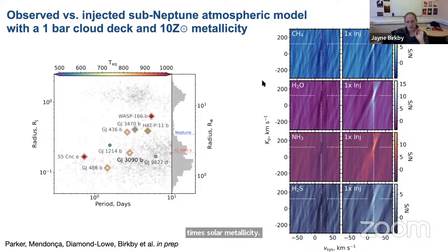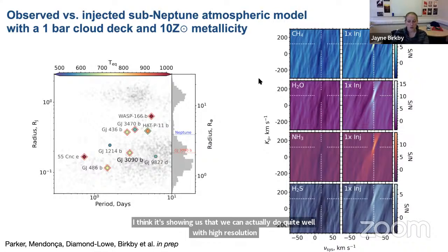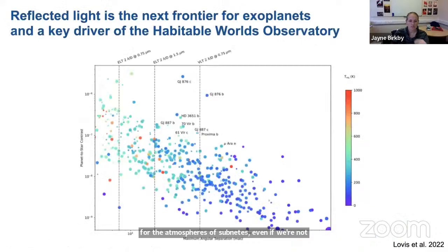So the atmosphere has a very good constraining power. So we're working on getting the upper limit set for this, but I think it's showing us that we can actually do quite well with high resolution for the atmospheres of sub-Neptunes, even if we're not making direct detections.